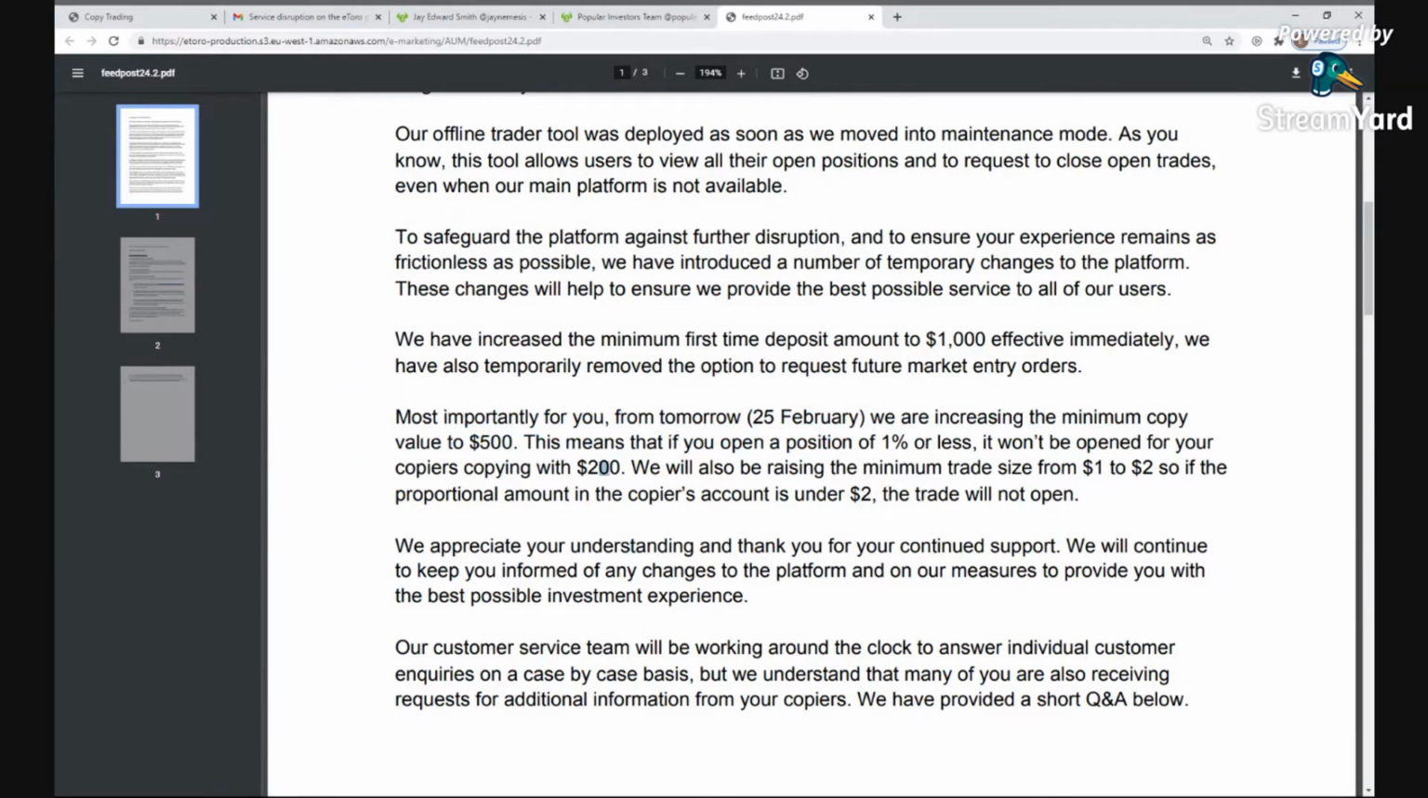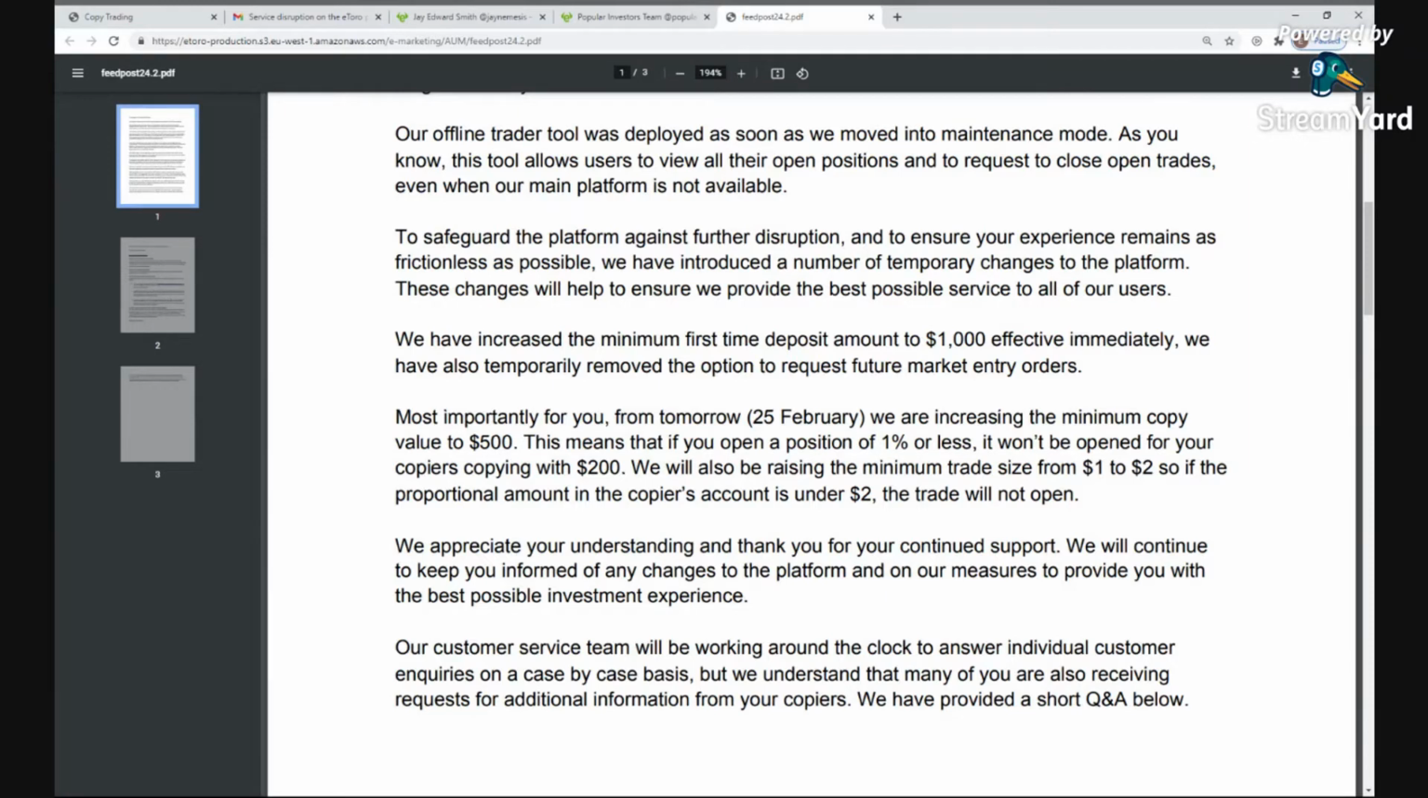If you open a position of 1% or less, it won't be open for the new copiers of $200. So if you're only copying someone with $200, you need to go to their profile on eToro and check out what they're doing, guys. Okay, so your popular investor has to increase the size of each new trade to 1%, because 1% of $200 is $2. Remember, you have to have $2 every trade. Okay, so go to each popular investor you copy and see how they're working it out.